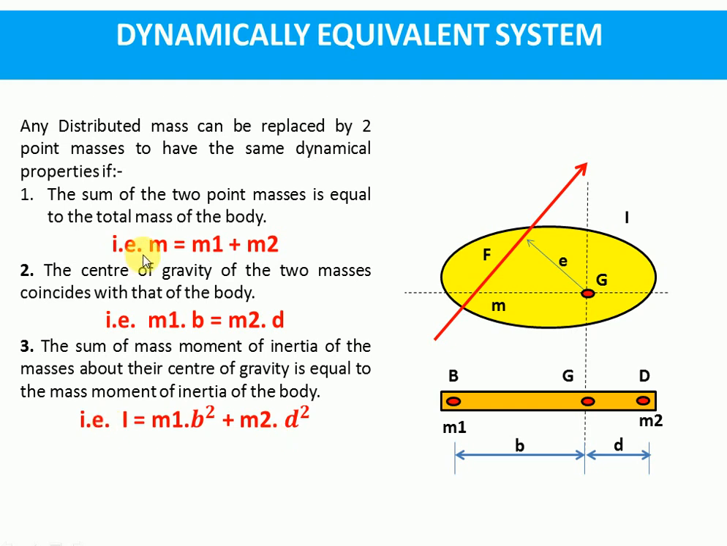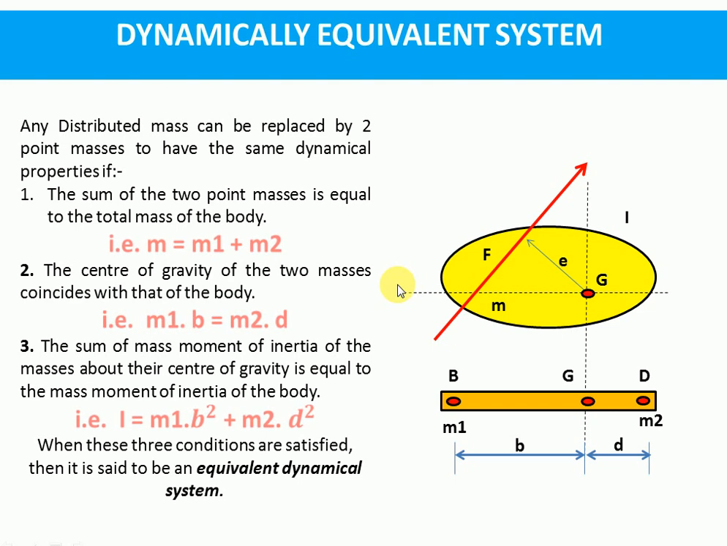And if these three conditions are satisfied, then this rigid link can be replaced by a massless link, and it is said to be an equivalent dynamical system, and this will have the same dynamical properties. That means it will have the same linear and angular acceleration as that of this rigid link.